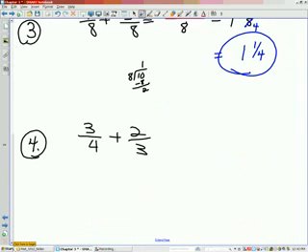Now that brings me to my fourth example. And right now, we can't do 3/4 plus 2/3 because we have not gotten the rules for unlike fractions. Now that leads me to my next set of rules.